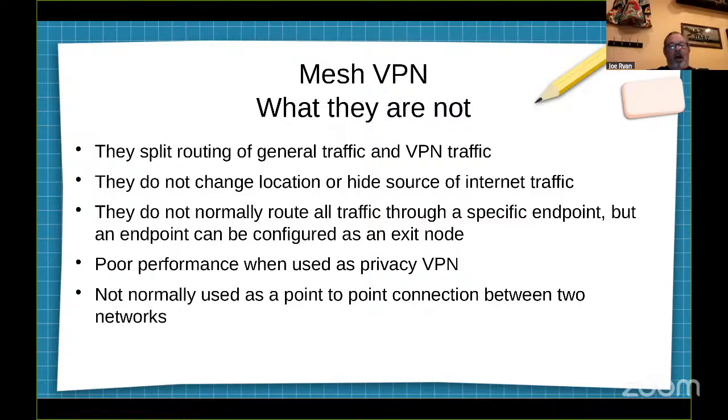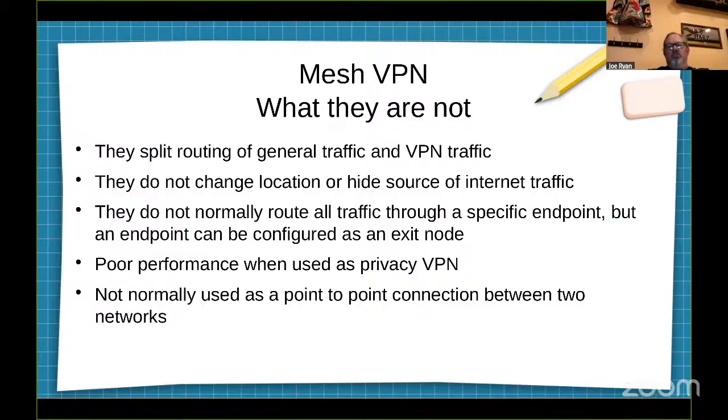They don't normally route it all through a specific endpoint, but you could configure it in some of the commercial offerings. So it does kind of reduce performance when it's used as a privacy VPN because you have to go into a network and then come back out to the internet. And then it normally isn't used as a point-to-point between two larger networks.